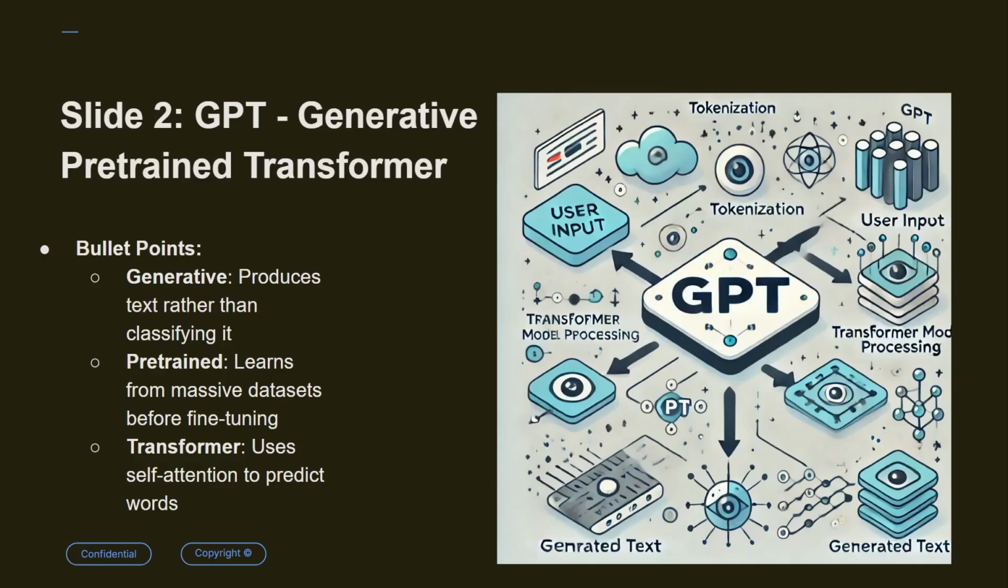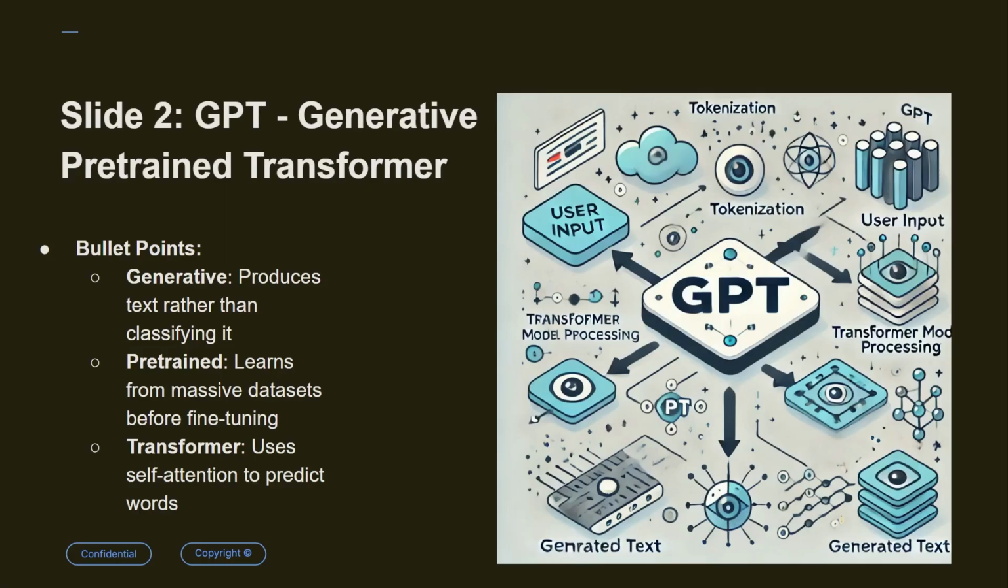GPT stands for Generative Pre-trained Transformer. Let's break that down. The G is for generative, it generates text rather than just classifying it. Pre-trained, the model learned from massive amounts of text before fine-tuning for a specific task. The T, transformer, is the backbone architecture that enables it to predict the next word in a sentence with high accuracy.